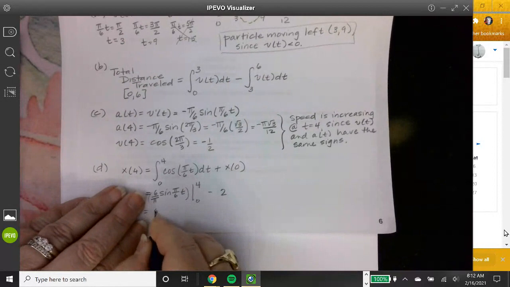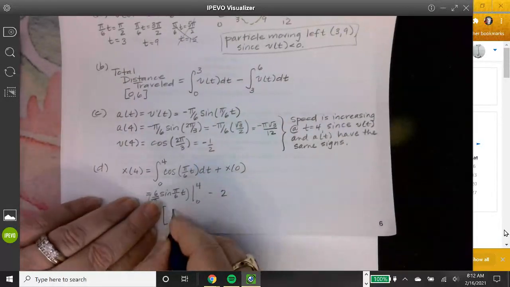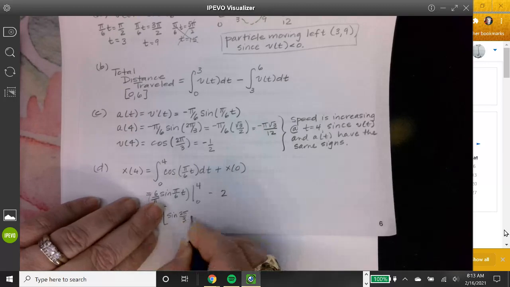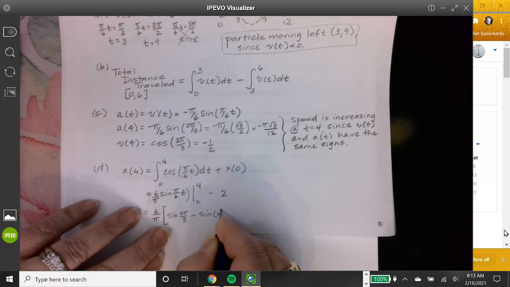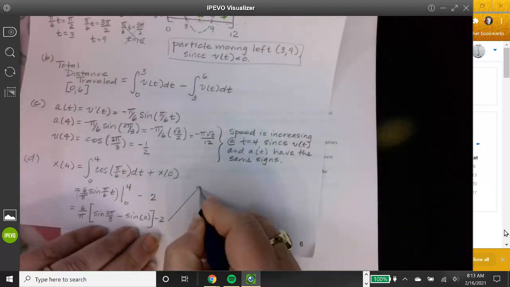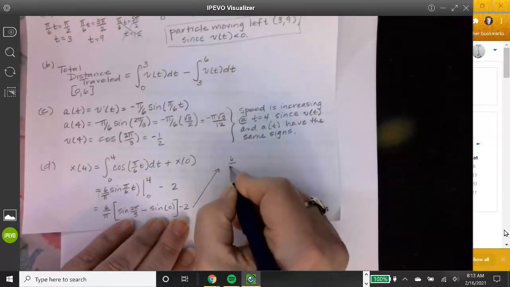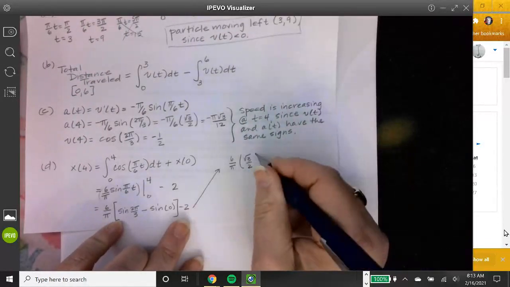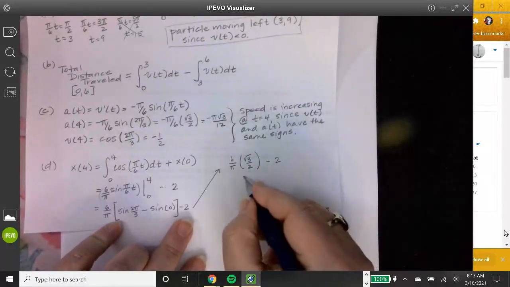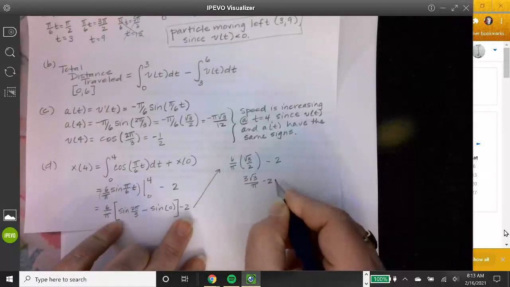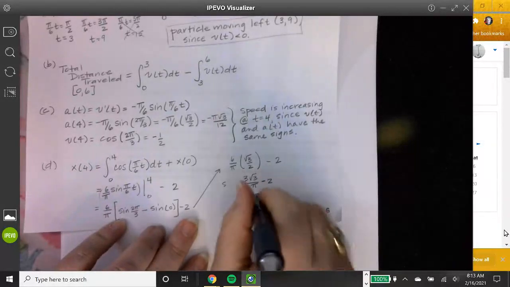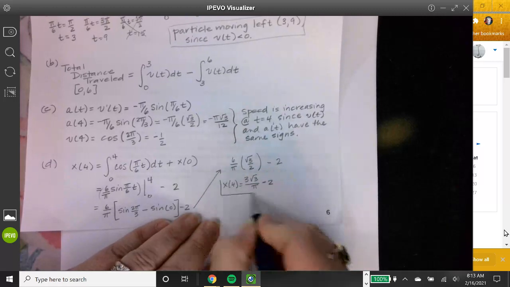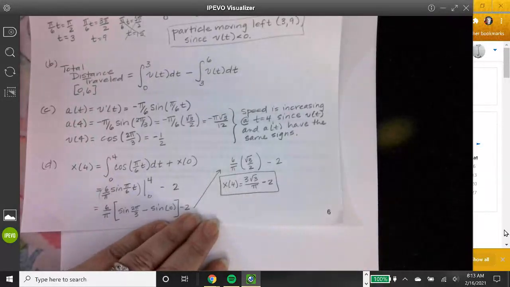So let's plug in 4. So we get 6 over pi times, now when I plug in 4, I get the sine of 2 pi over 3, minus the sine of 0, minus 2. So let's go up here. All right, 6 over pi times the sine of 2 pi over 3, which is root 3 over 2, minus 0, which is just 0, minus 2. So we can reduce this to 3 root 3 over pi minus 2. So that's x of 4. Yeah, I think they called it x, so that's good. So this is x of 4 equals that. All right, and so that would be part D.